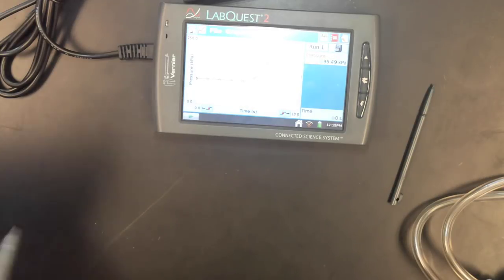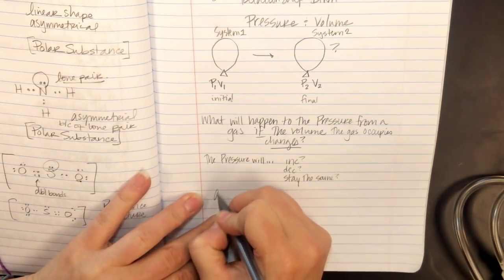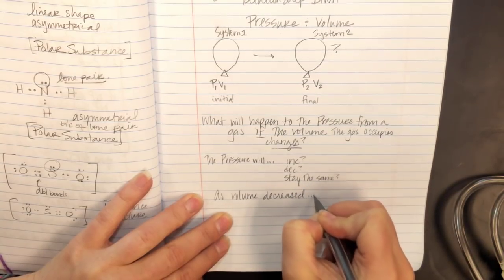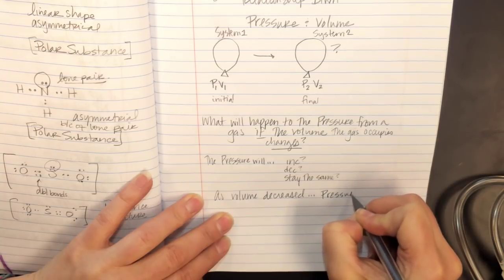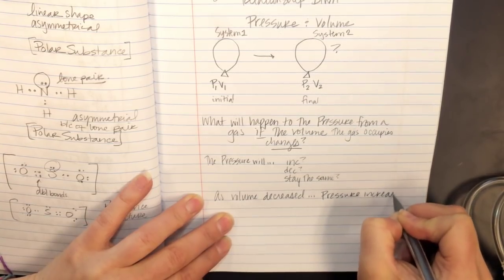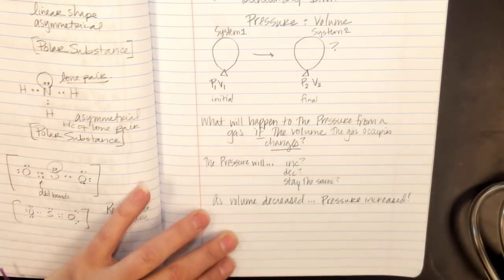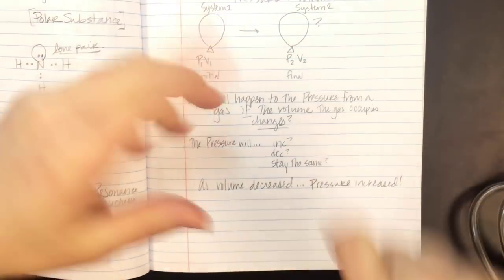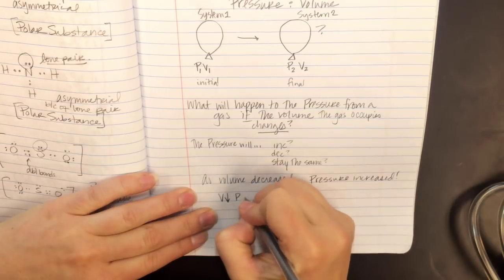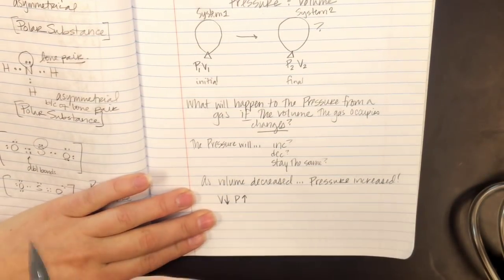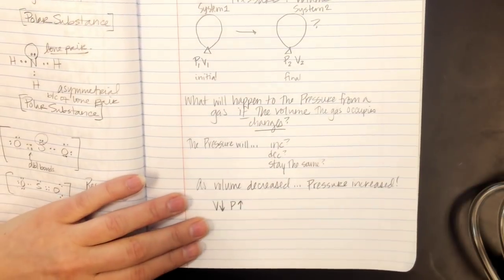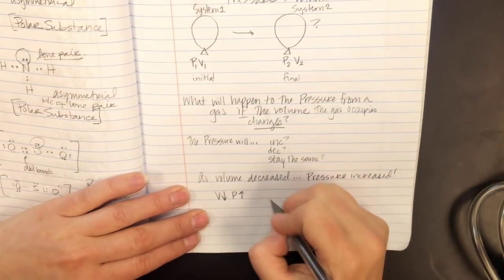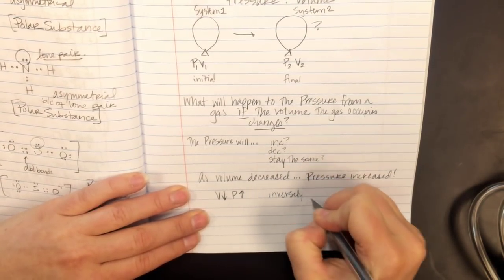All right, so we look at our science notebook. As volume decreased, pressure increased. So if one goes up and one goes down, like this, one goes up, one goes down. As volume goes down, pressure goes up. So they're not directly related to each other. If they're directly related, then as one went down, the other one should have gone down. They're doing the opposite of each other. So we say these are inversely related.